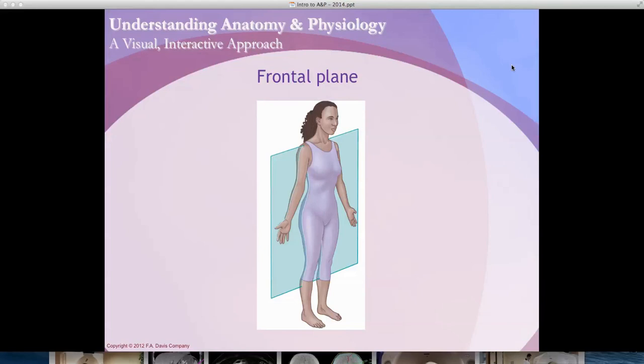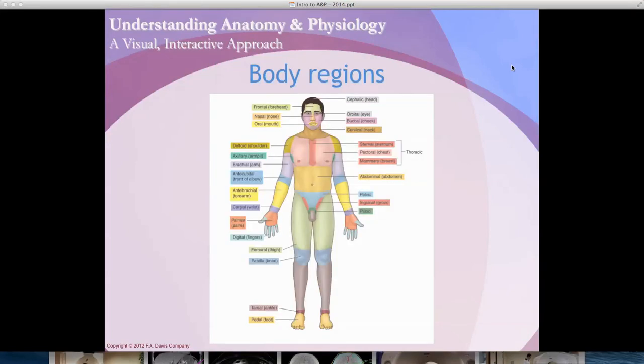Next, I want to talk about some different body regions, and there's a lot of body regions on here, but I'm going to point out exactly which ones I want you to know. So I want you to put a star next to the ones I'm about to list off so that you know exactly which ones you're responsible for knowing right now.